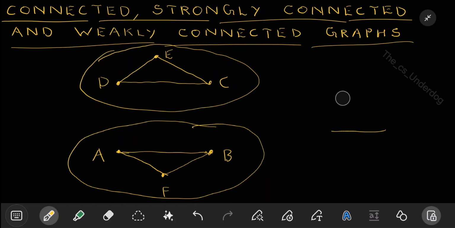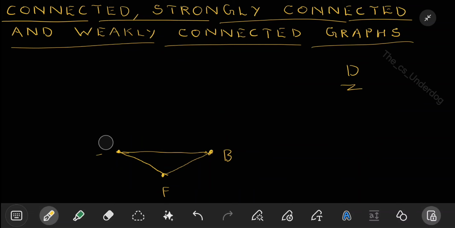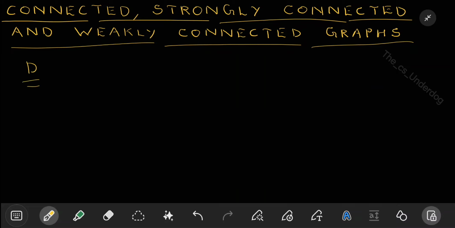Next question is about when is it strongly connected? When is it weakly connected? So in order to go there, till this point we were only looking at undirected graphs. But the concept of strongly connected and weakly connected comes up in directed graphs. So if we consider it as a directed graph, when will it be strongly connected? It is strongly connected if a path exists in both directions for every pair of vertices.